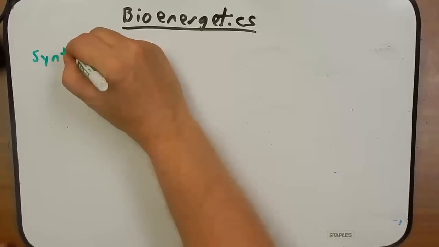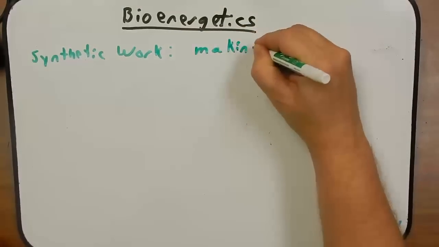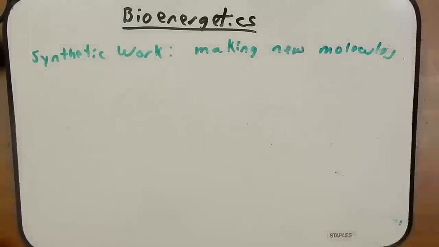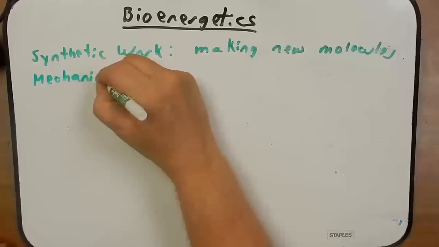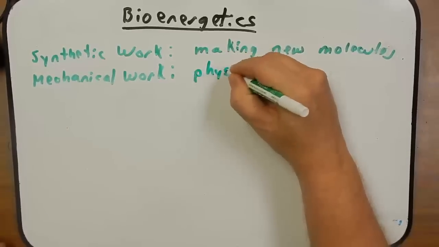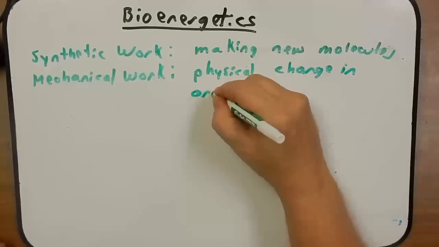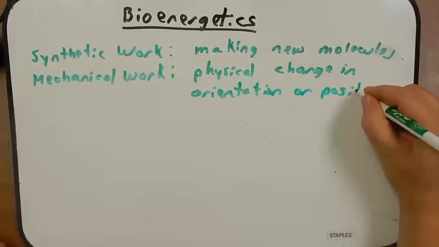There's synthetic work. This is work that results in making new molecules. So any of the biosynthetic pathways that we'll talk about or have talked about, so the process of making proteins from amino acids, that would be synthetic work. Mechanical work. This could be the physical change in orientation or position of a cell.